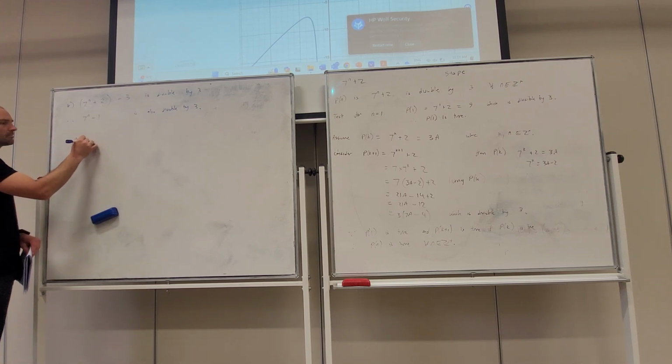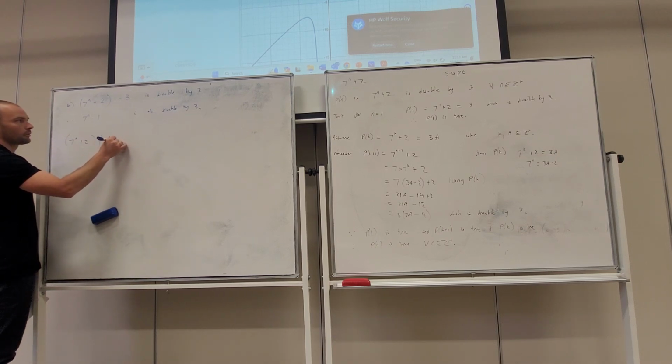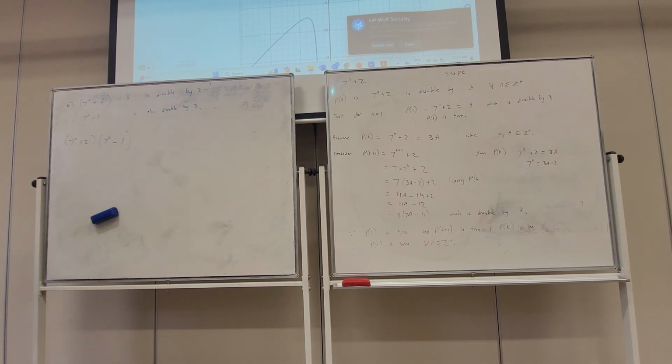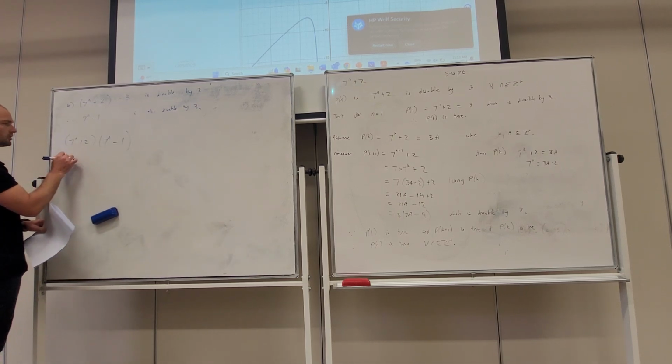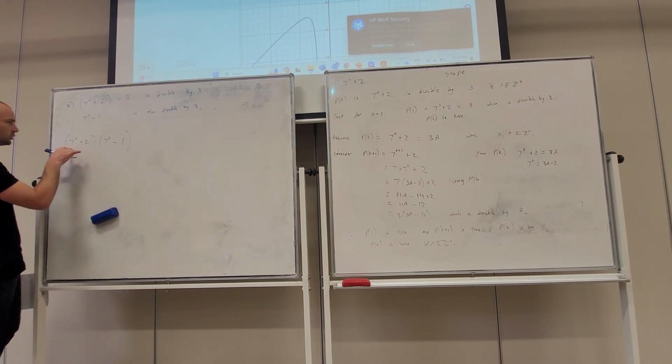If we have 7 to the n plus 2, we know 3 is a factor of this. We know 3 is a factor of this. So this has a factor of 3. This has a factor of 3. So if we pull 3 out in front of both of them, 3 times 3 is 9. My suspicion is all we're expected to show is that the product of this works out. I haven't even processed it yet. I'm assuming it works out.